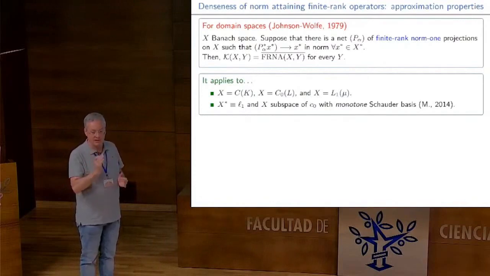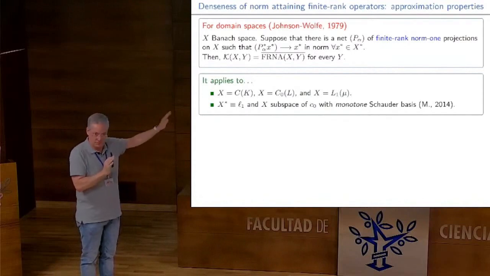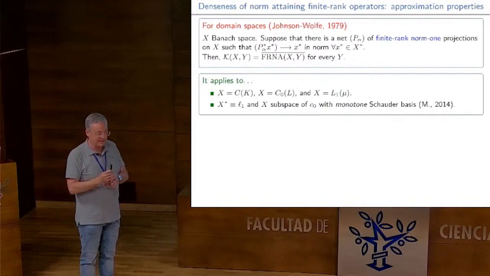The key point is 2. The basis constant is up to 2. But we need monotone in any case. And, as I think I said yesterday, this space has a Schauder basis, but the basis constant is 8. And it cannot be less than 2.